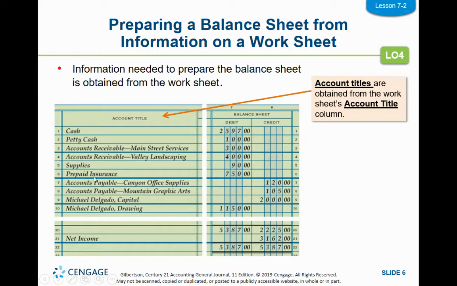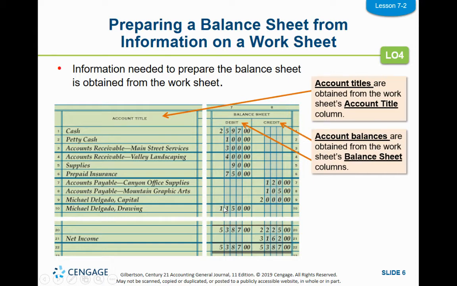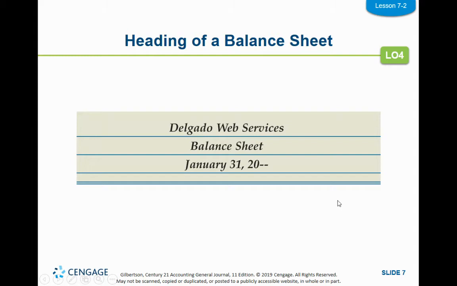Assets, liabilities, and capital, or owner's equity. The amounts come from the balance sheet column. That's important because we had our trial balance columns, then we had our adjustments, and supplies and prepaid insurance are impacted from the adjustments. So we want to take the new balances that are showing in our balance sheet column. So that's really important that you get them from those two columns, not your trial balance columns.